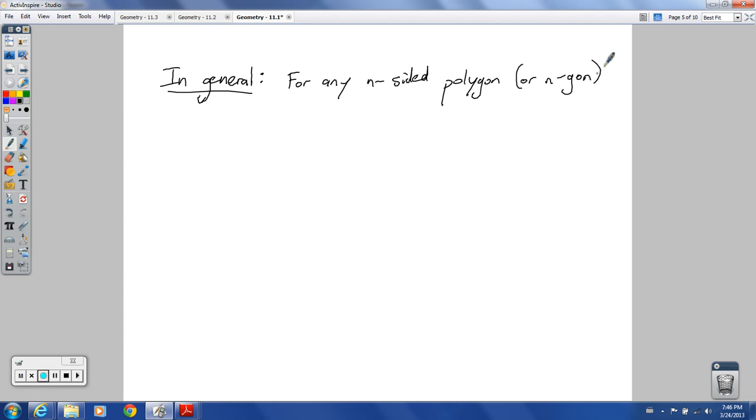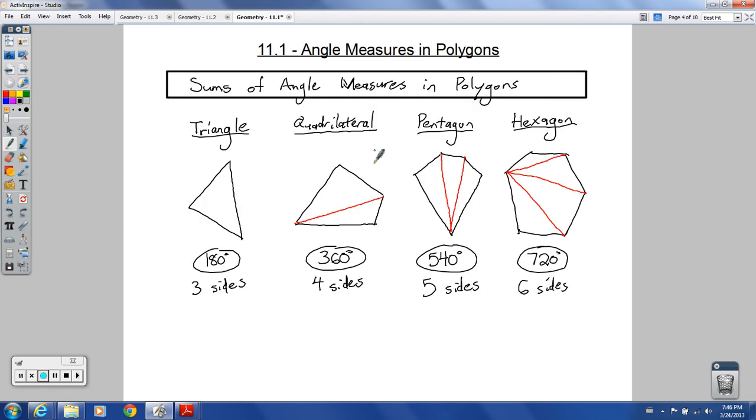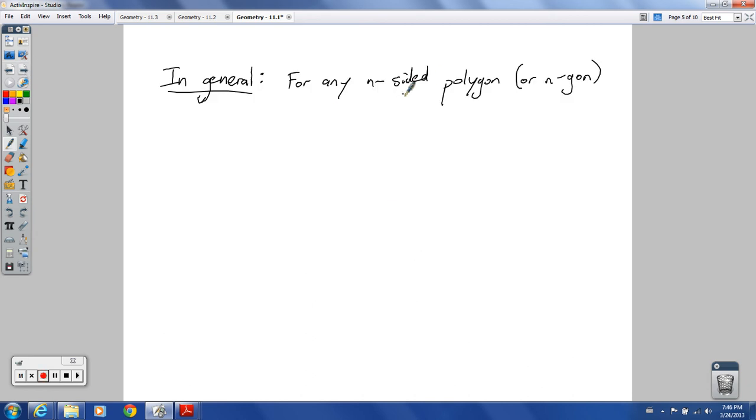Or n-gon. It doesn't have to be regular. Regular meaning that all angles and sides are all the same. It doesn't have to be like that. Just for any n-sided polygon, the sum of the angle measures is always equal to n minus 2 times 180. You can always make that many triangles. We multiply by 180 because a triangle is 180 degrees.